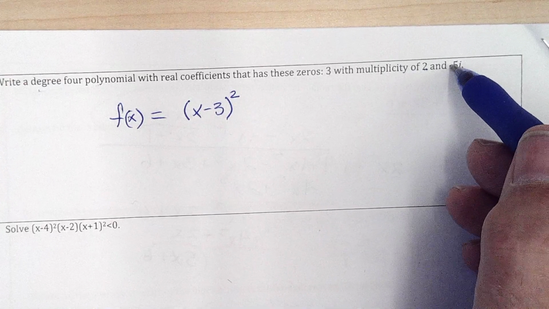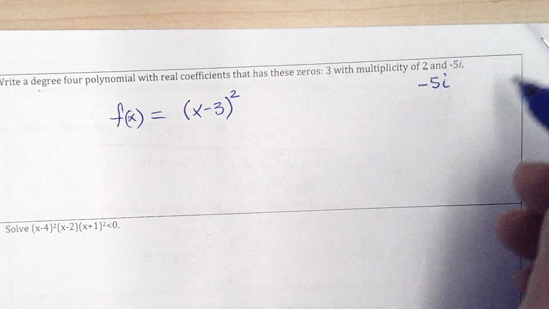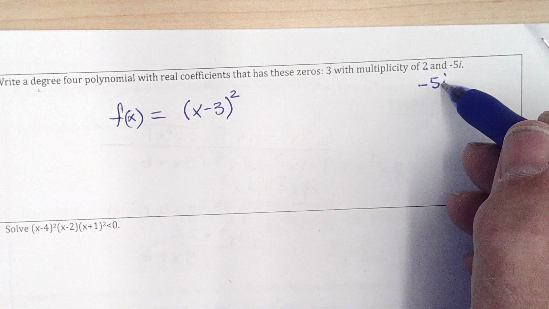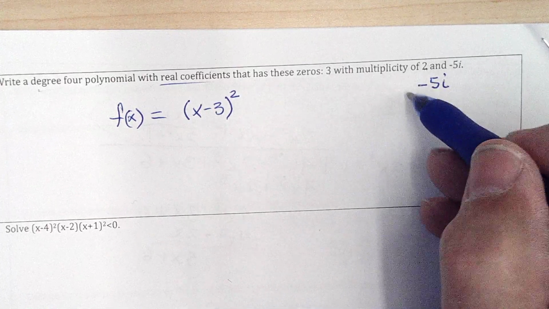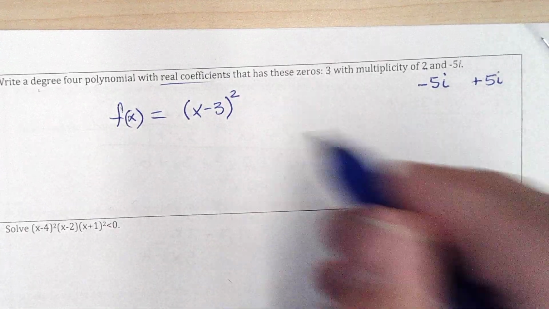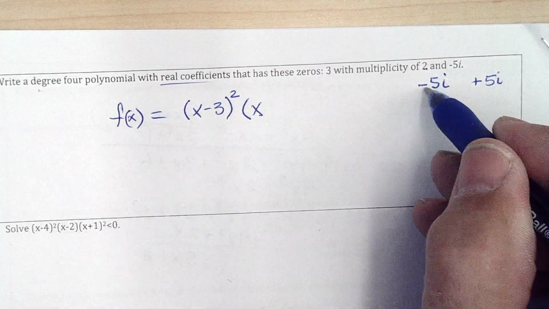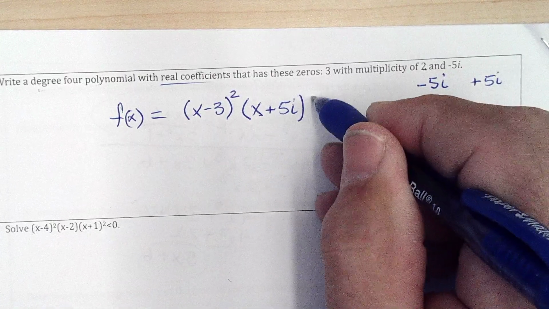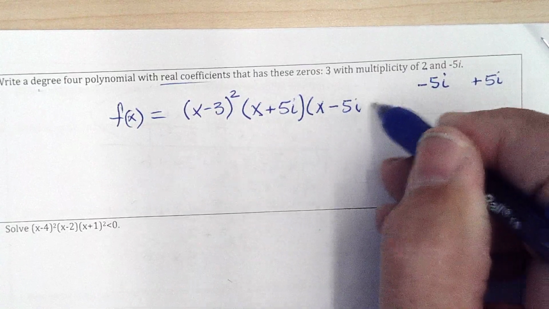And if I have negative 5i as a 0, the i comes from doing a square root in the quadratic formula, so if I have real coefficients, then the other one has to be, it's plus or minus the square root part, so it must be plus 5i. So if I write the factor with that in it, it's going to be x minus a minus 5i, which is plus 5i, and x minus a 5i.